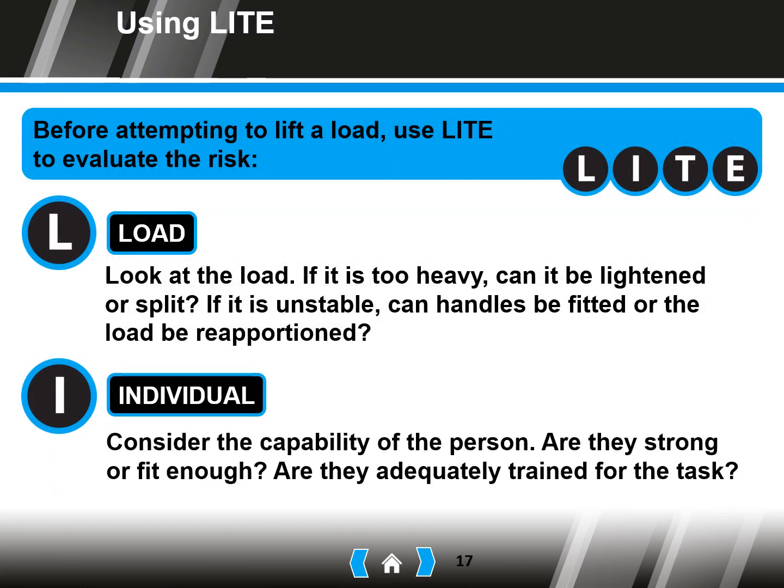Before attempting to lift a load, use LITE to evaluate the risk. So L is for load. Look at the load. If it's too heavy, can it be lightened or split? If it's unstable, can handles be fitted or the load be reapportioned? And I, individual, consider the capability of the person. Are they strong or fit enough? Are they adequately trained for the task?